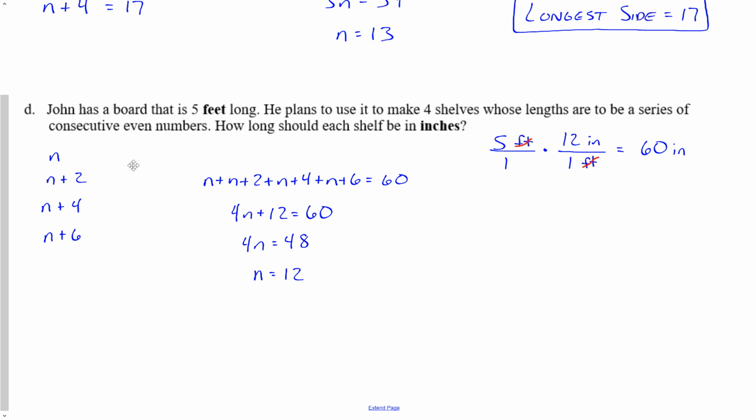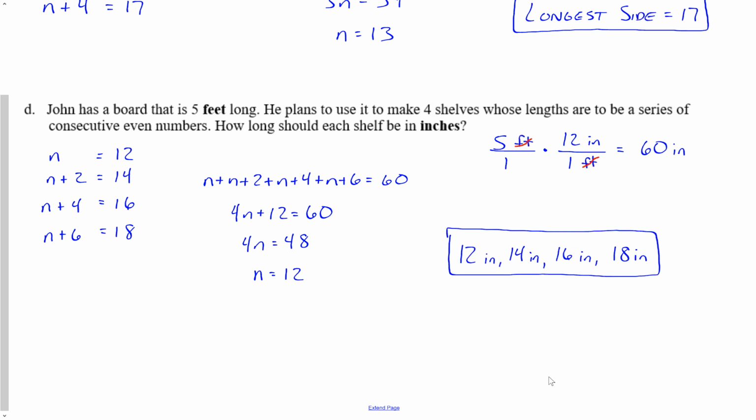That means our 4 lengths, numerical values would be 12, 14, 16, and 18. However, because of the context of the problem, and the fact that it has context, it's not just straightforward numbers, your answer would also have to include labels. So 12 inches, 14 inches, 16 inches, and 18 inches would be the 4 lengths of each shelf.